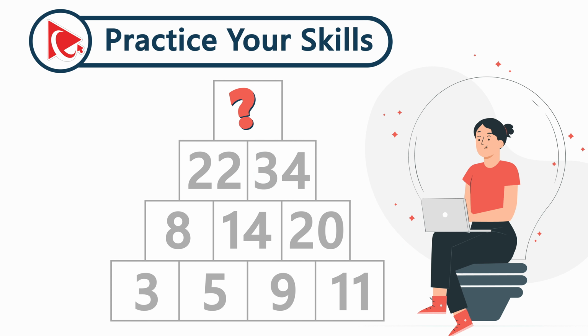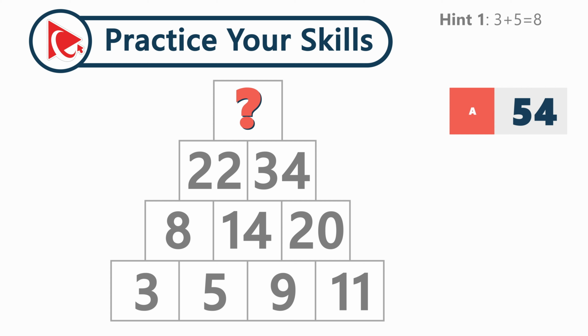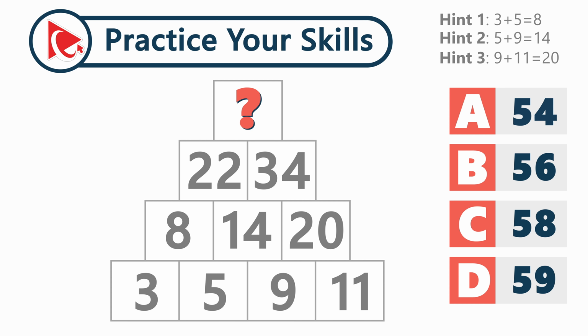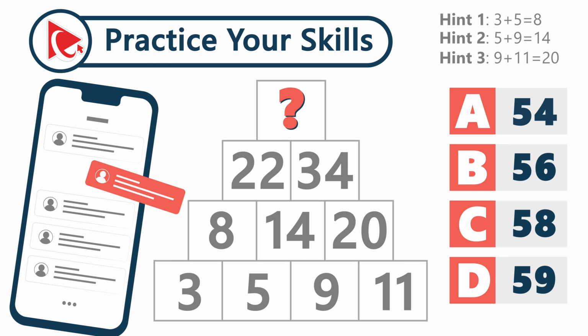Here's the brand new question for you to solve. Take a look at this pyramid, which has numbers 22, 34, 8, 14, and 20, and then the bottom row has numbers 3, 5, 9, and 11. Your choices for the answers are choice A, 54, choice B, 56, choice C, 58, and last but not least, choice D, 59. Please take as much time as you need to solve this question and reinforce your learning. And when you're done solving it, make sure to post your answer in comments so I can give you my feedback. Thanks for participating and good luck on this intriguing challenge.